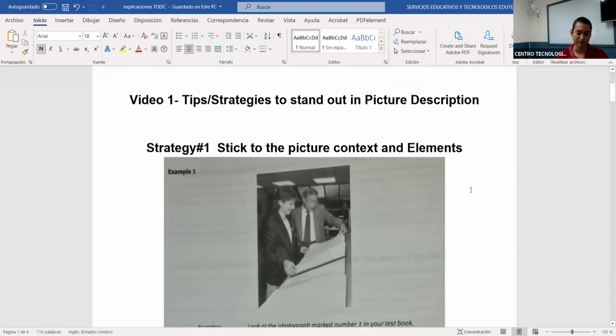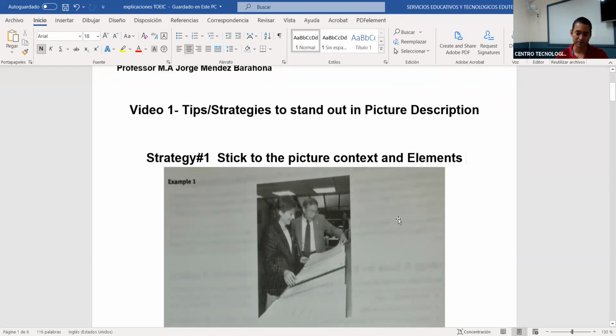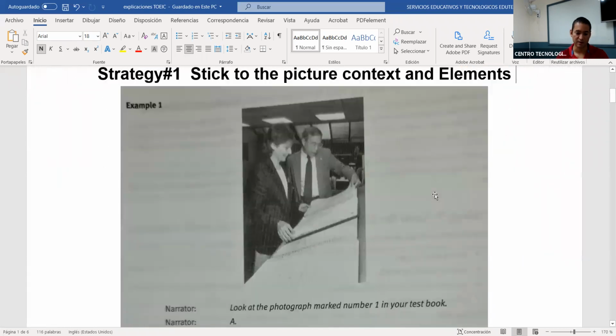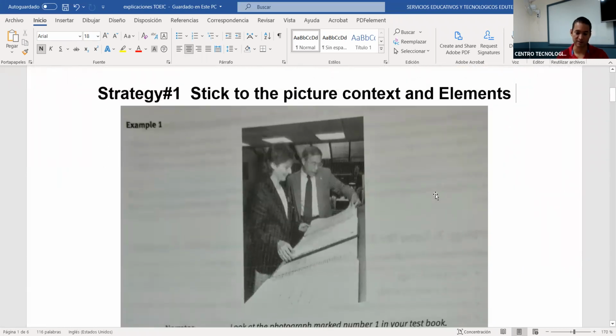Strategy number one is you will see a picture, and the way to deal with it is that you need to identify the elements or the objects or the action you see in the picture. Based on that, that's going to be the context. And the only choice that you will decide upon is the one that sticks to the context, and it should stick to the context 100%.